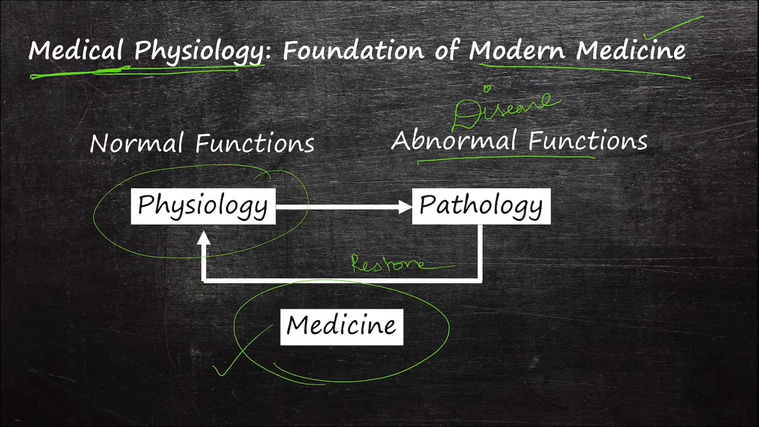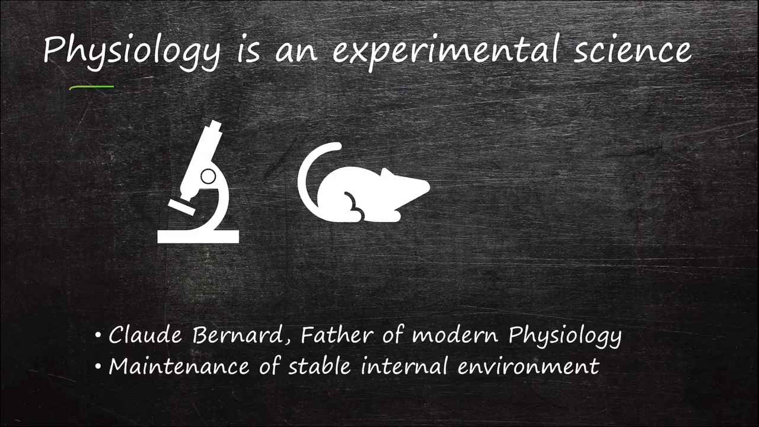Physiology is an experimental science. All our knowledge of physiology comes from experimentation and mainly animal experiments. Research in physiology advances our understanding of detailed mechanisms that control and regulate behavior in our human body.